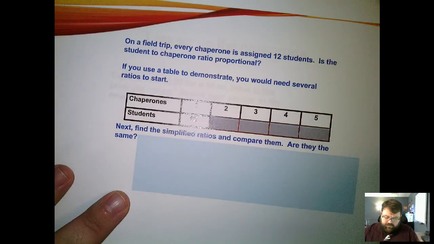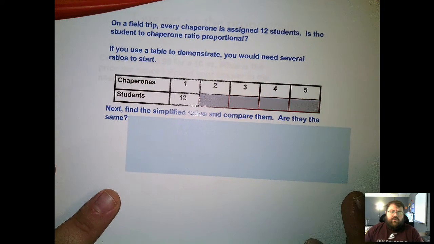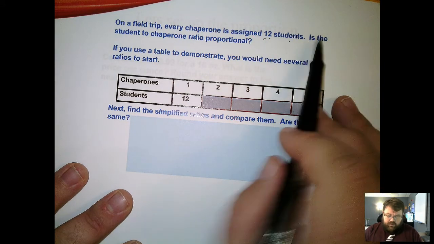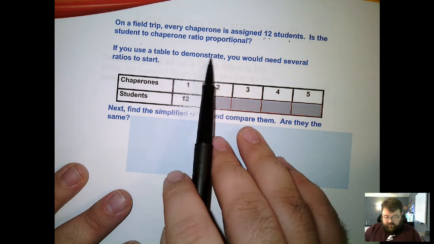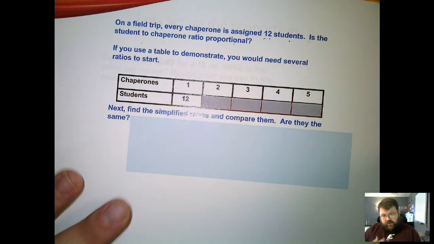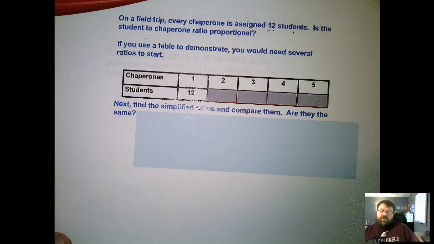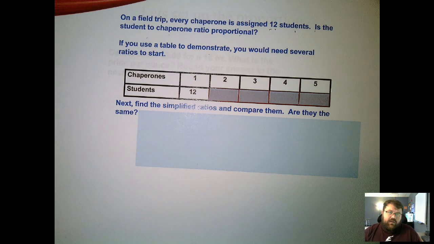So for this problem, it says, on a field trip, every chaperone is assigned to 12 students. Is the student to chaperone ratio proportional? If you use the table to determine, you would need several ratios to start. So let's look at this one. This type of question is asked a lot on your math test, and there is one question on your unit exam that is going to be similar to this one.